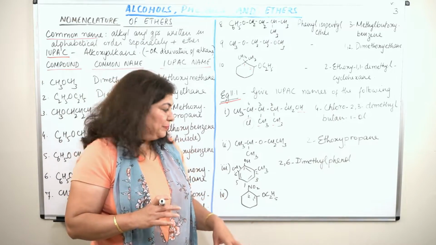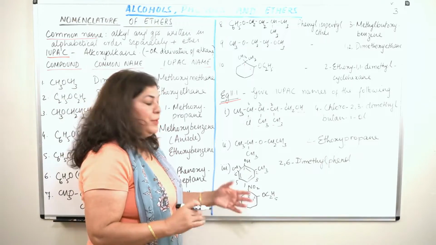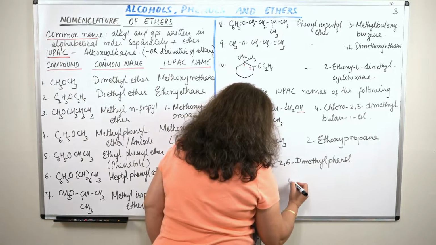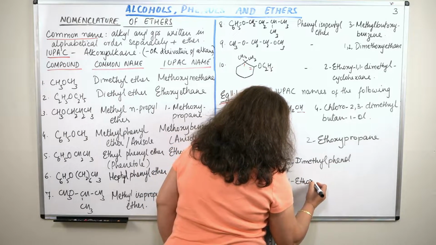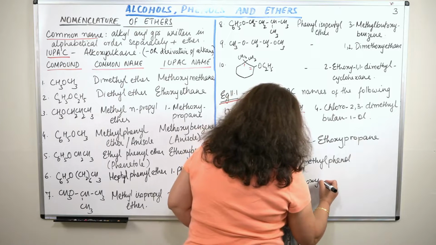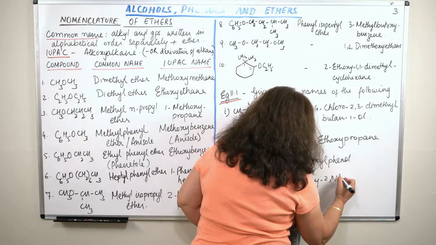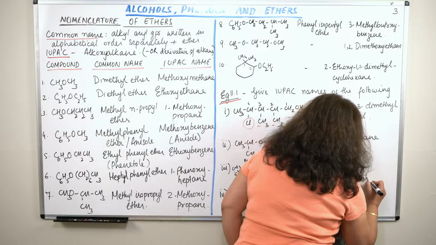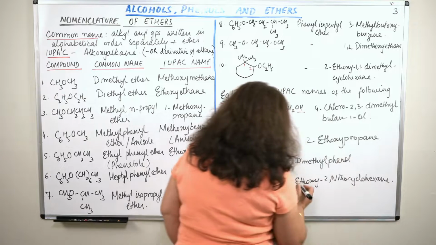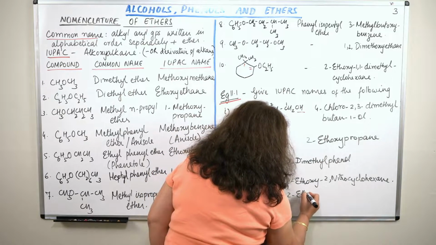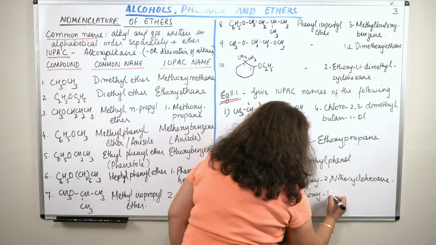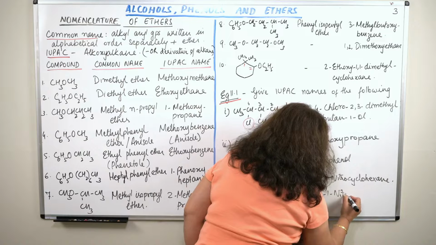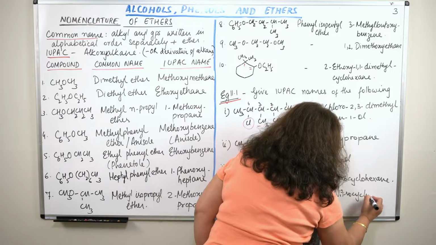I hope I'm clear. See, there are two possibilities. Let me write both the names first. This is 1-ethoxy-2-nitrocyclohexane. And the second option would have been 2-ethoxy-1-nitrocyclohexane.